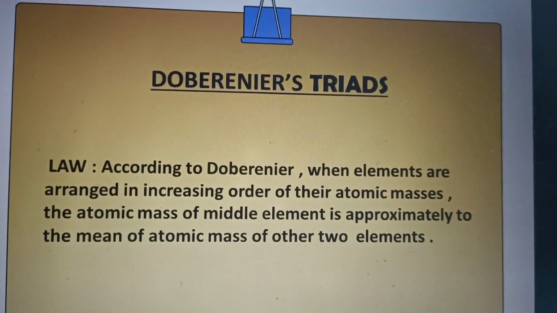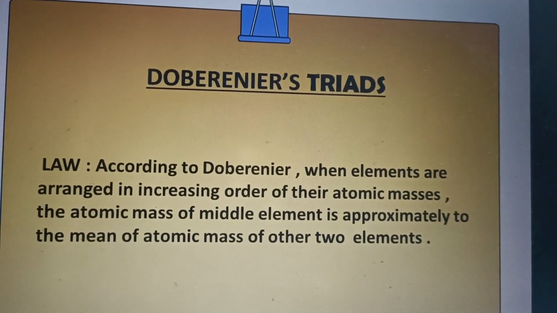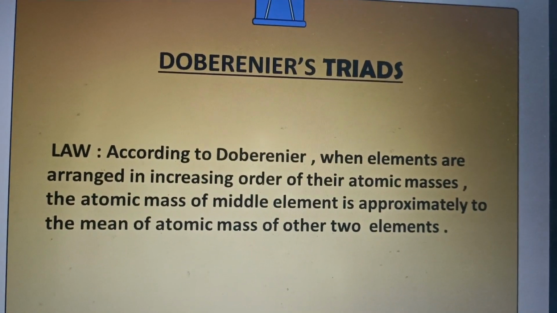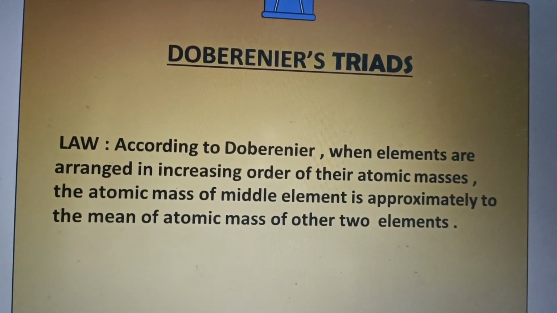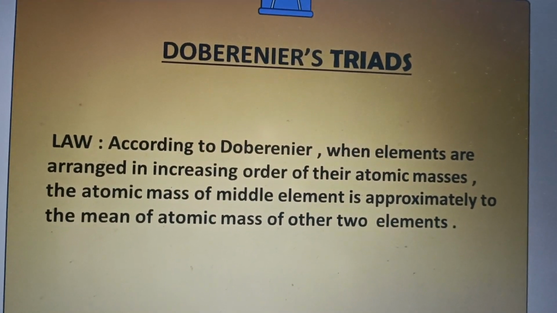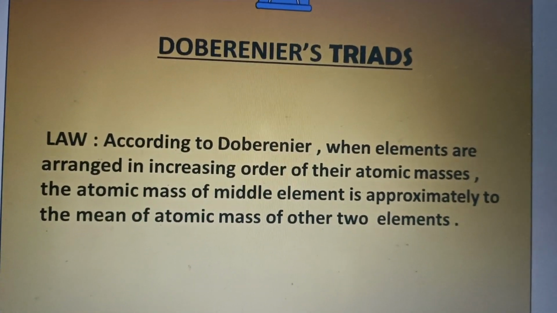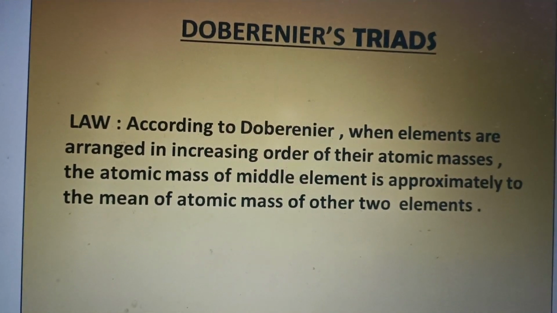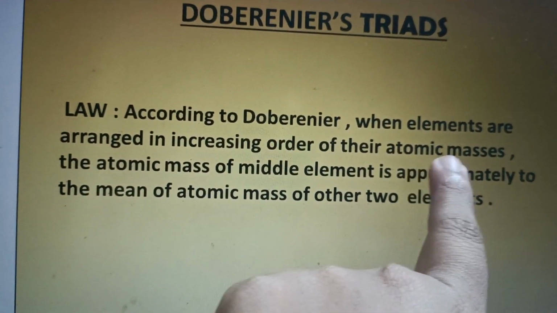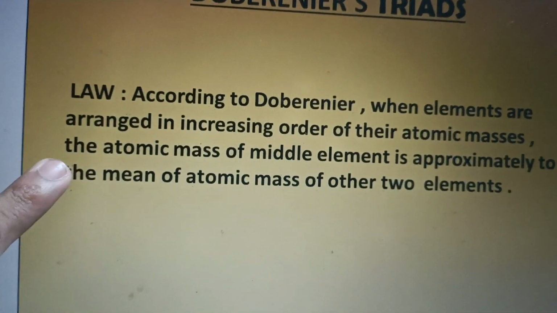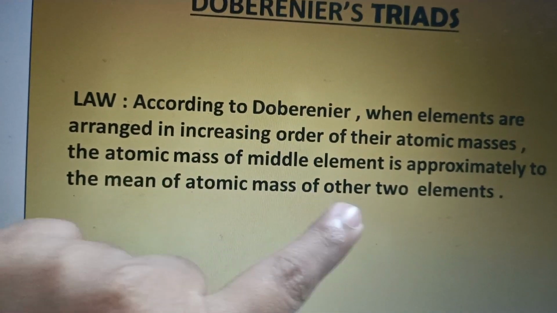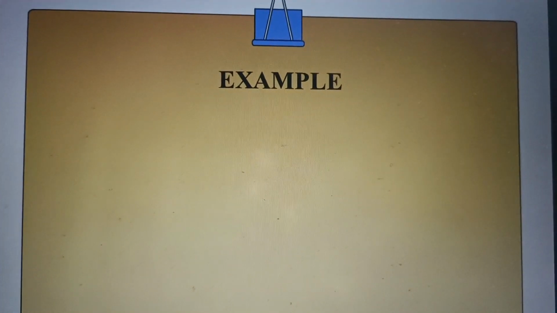According to Dobereiner's law, when elements are arranged in increasing order of their atomic masses, the atomic mass of the middle element is approximately the mean of the atomic masses of the other two elements, which means that Dobereiner classified the elements based on their atomic mass. This is very important. Then he took the middle element and took the mean of the other two elements. Let us see this with the following example.